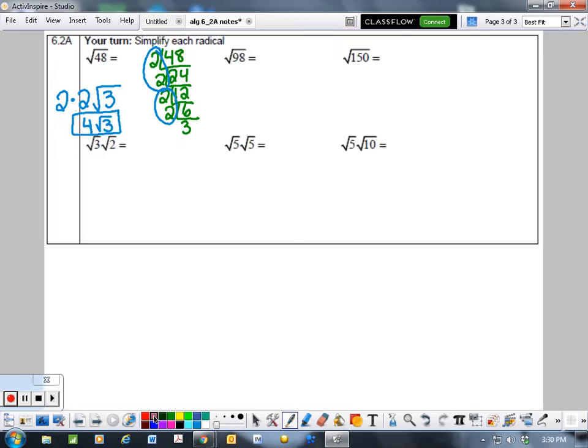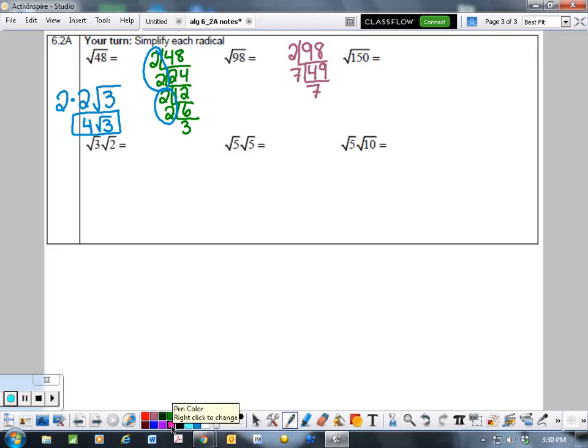So next one, 98. So I'm going to go ahead and start with my lowest prime, 2. So 2 goes into 98 49 times. Okay, 2 can't go into 49, so then I try 3. No, 3 doesn't work. 5 doesn't work. 7 goes, though. So 7 goes twice. So now that I have my prime factorization, I'm done.